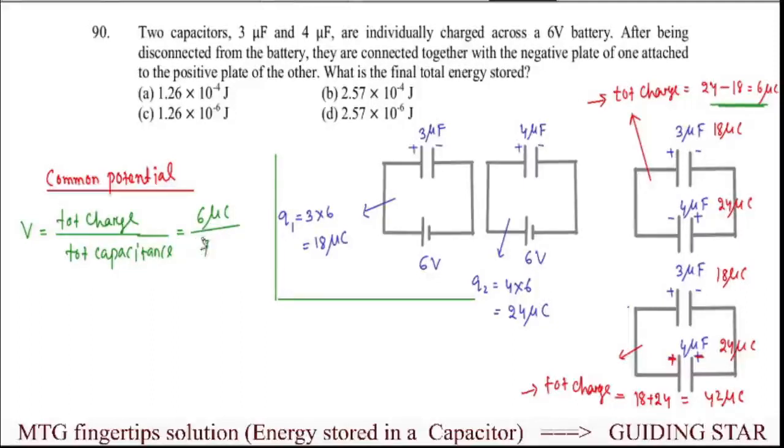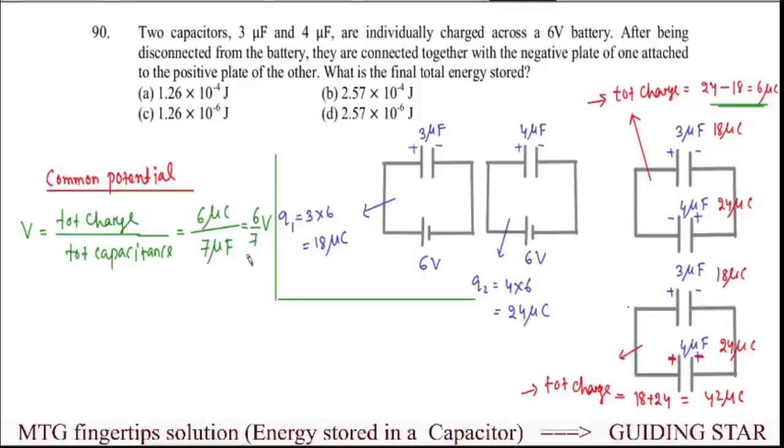That will be 7 microfarad. So when we add both the capacitors, we get 7 microfarad here. So finally, 6 microcoulomb can be written as 6 into 10 to the minus 6 coulomb, and 7 microfarad will be 7 into 10 to the minus 6 farad. So 10 to the minus 6 in the numerator and denominator will get cancelled out. So finally it will be 6 upon 7 volt.